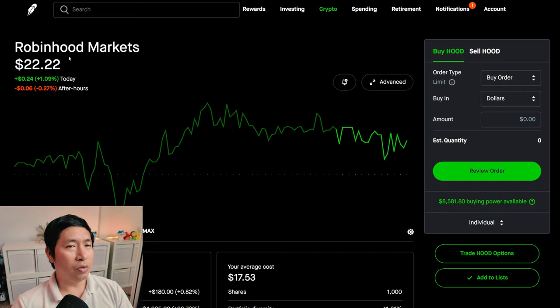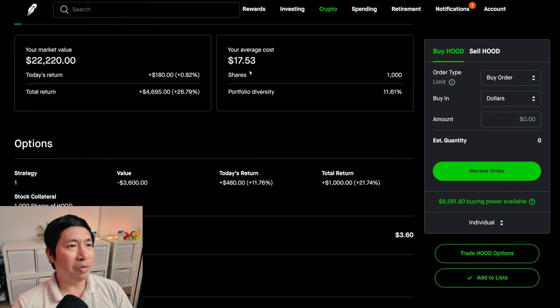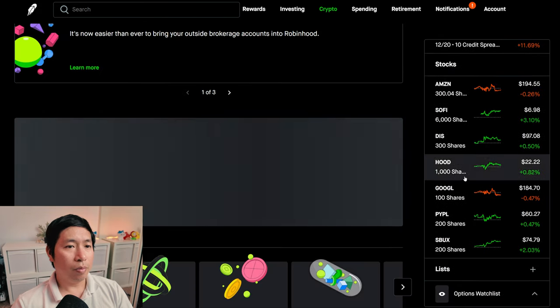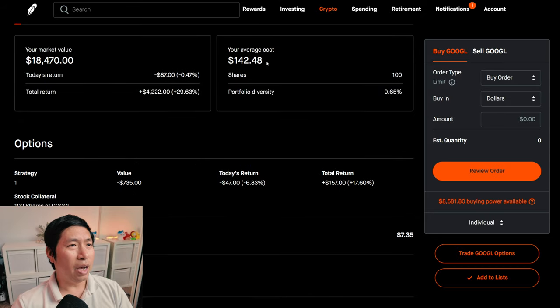I have 1,000 shares of Robinhood. Robinhood is at $22.22. My average cost, $17.53. My total return, $4,695. I have 100 shares of Google. Google is at $184.70. My average cost, $142.48. My total return, $4,222.